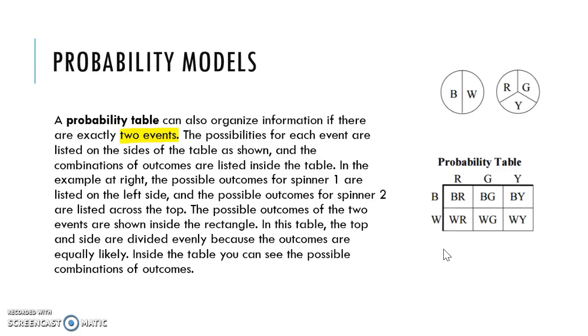This works really nicely with dice. If you've got 1 through 6 across the top and 1 through 6 down the side, you can get your 36 sums.